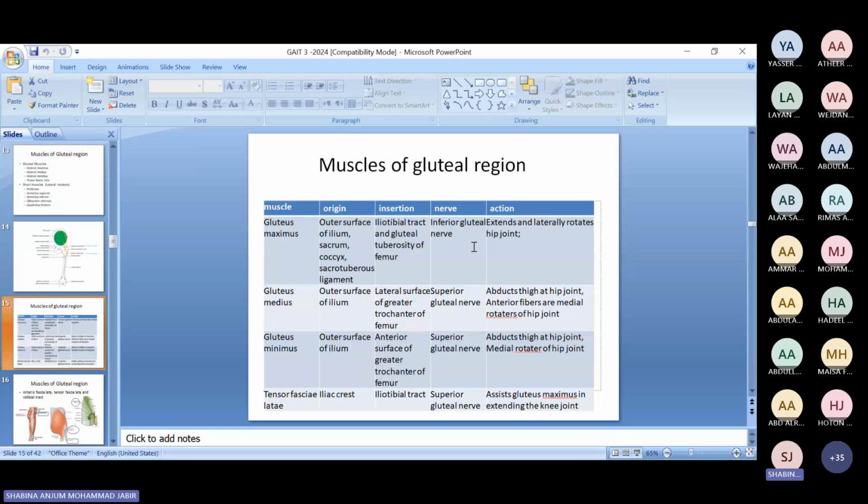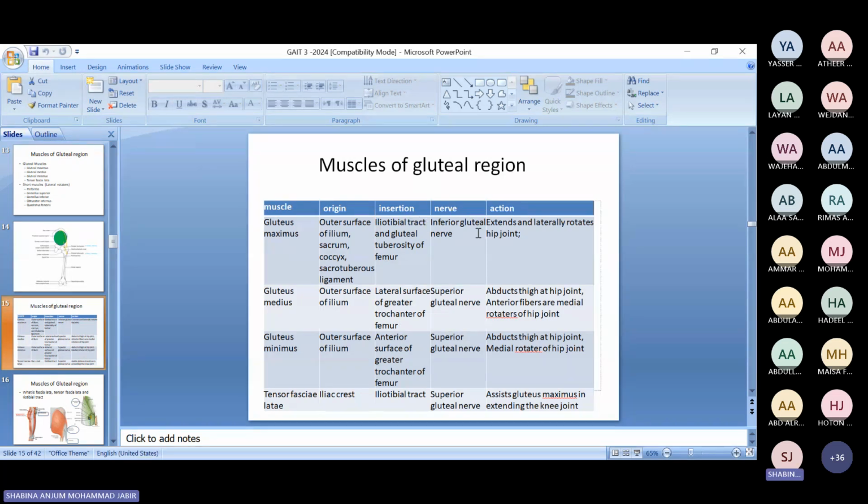This is a chart showing the origin of the gluteus maximus, which is from the outer surface of the ilium. As we know, it is a big muscle, so it will also come from the sacrum, coccyx, and the ligament of the sacrum, which is called sacrotuberous. What is the insertion? Some fibers will be inserted over the gluteal tuberosity of the femur, and some fibers will be attached to the iliotibial tract.